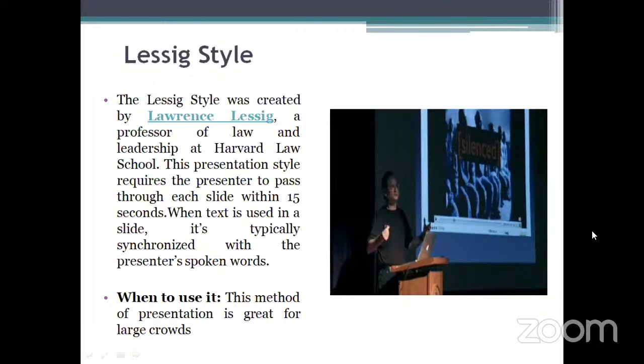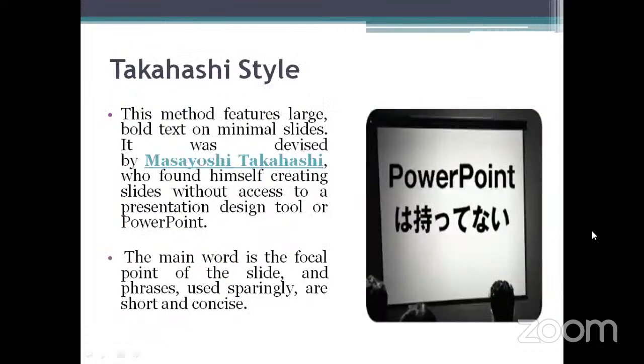The last style we are presenting is the Takahashi style. This is a very interesting and unique style of presentation, where the presenter presents the idea using large bold text on a minimal slide. If you are not comfortable with the technology or the software, or not very good at preparing your PowerPoint presentation, this could be one of the most interesting styles, what we call the Takahashi style.